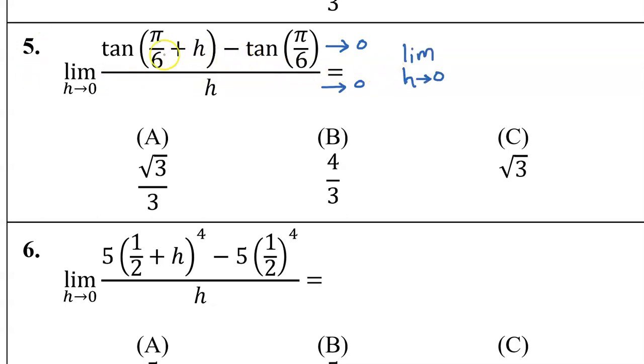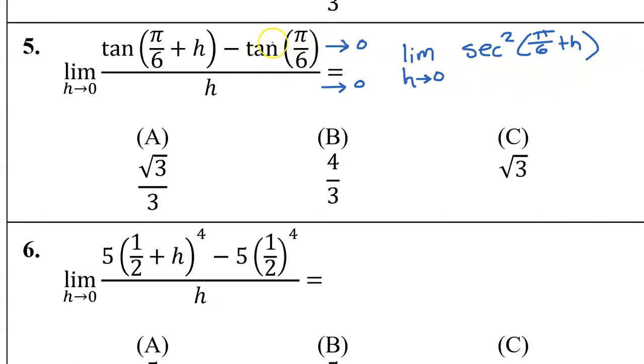L'Hopital's rule says we can take the derivative of the numerator and the derivative of the denominator without changing the limit. So let's take the derivative of the numerator term by term. The derivative of tangent is secant squared. So in the numerator we will have secant squared of pi over 6 plus h. The chain rule demands that we then multiply by the derivative of the inner function, but the derivative of pi over 6 plus h is just 1, so we don't actually have to do anything there.